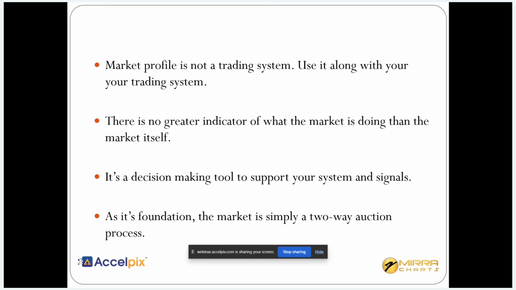The foundation, you understand, is that the market is a two-way option. Any way you go, it's a two-way option. Buyer will come, seller will come, buyer will come, seller will come. If the buyer feels it is cheaper, he will jump in. If the seller feels it is costly, he will sell it. It is as simple as that. These four points are the foundation for whoever wants to learn market profile.